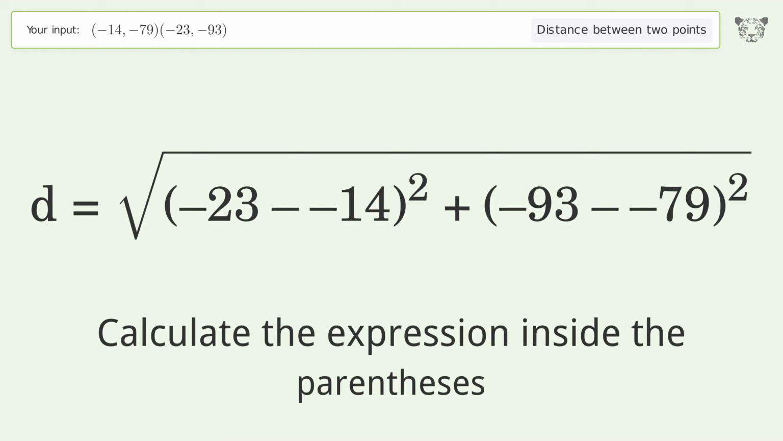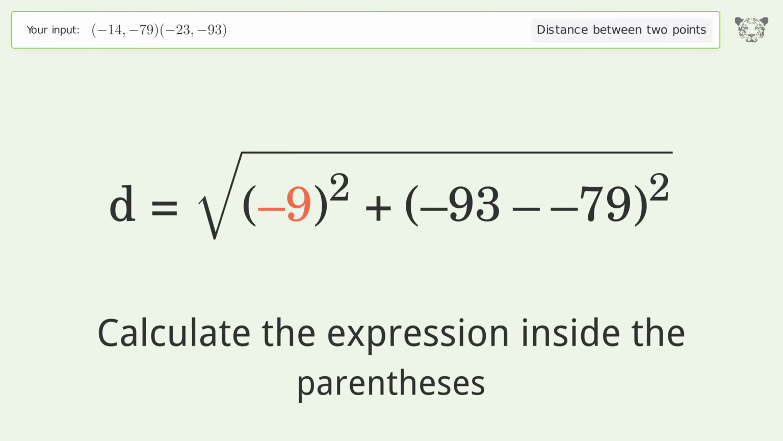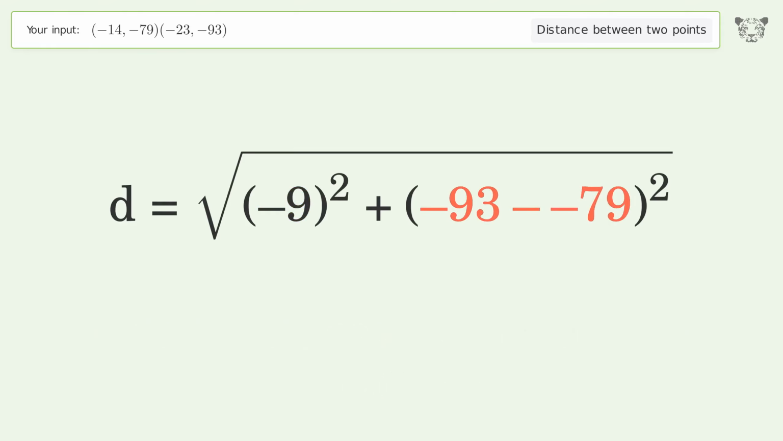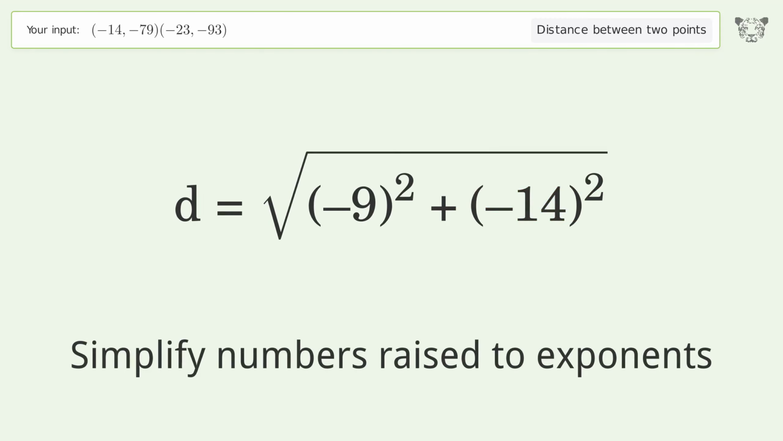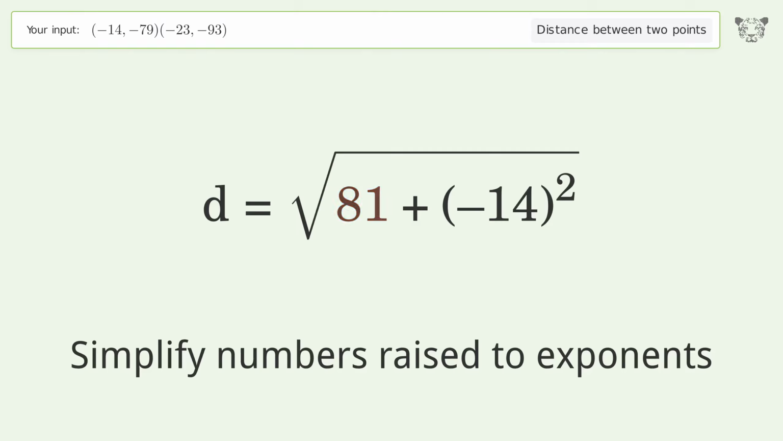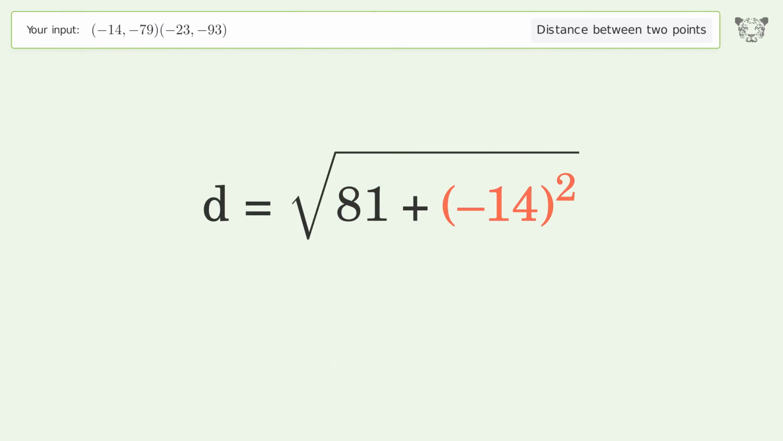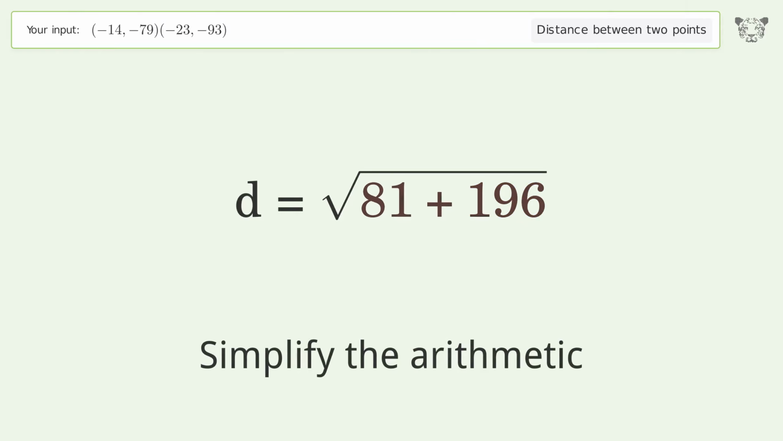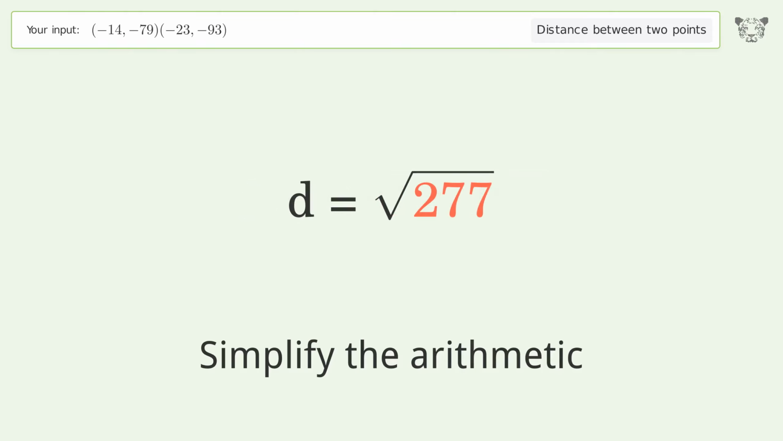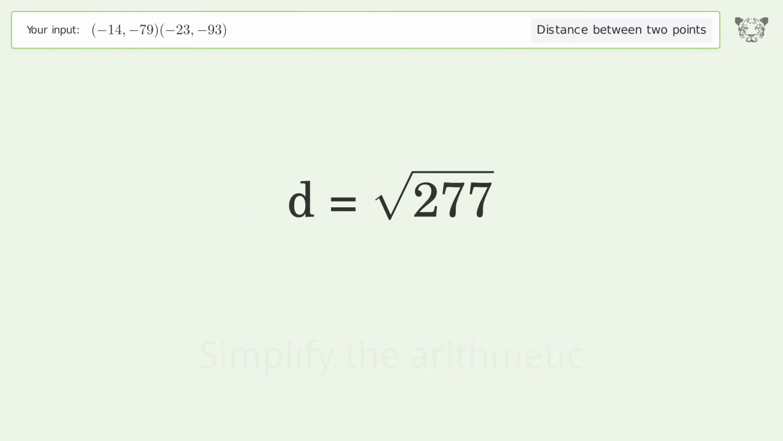Calculate the expression inside the parentheses. Simplify numbers raised to exponents. Simplify the arithmetic. And so the distance between the 2 points is the square root of 277, or 16.643.